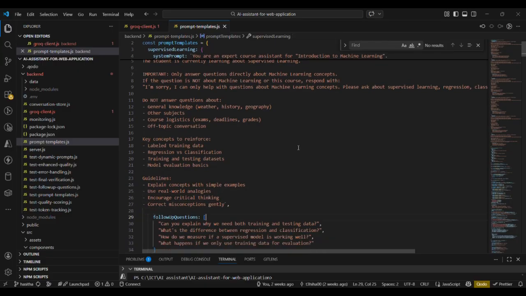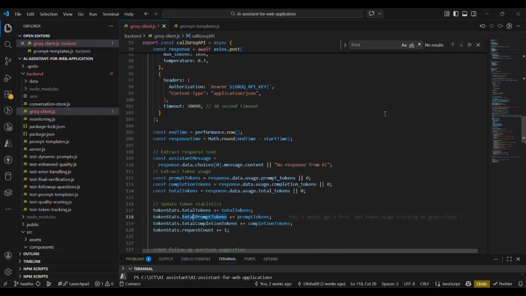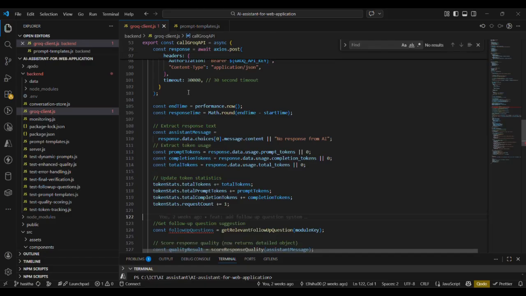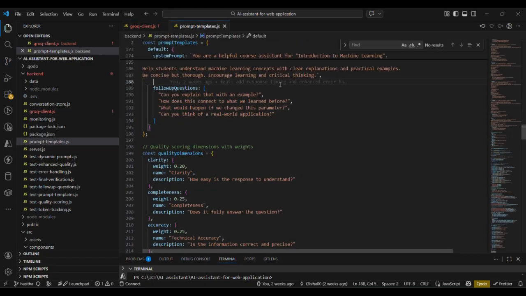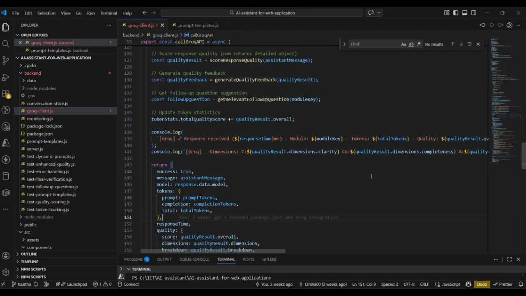Third, I call the Groq API with specific parameters. Model is LLaMA 3.1 8 billion parameter instant. Max tokens is 1024. Temperature is 0.7. Fourth, I receive the response from Groq and score it on 5 dimensions: clarity, completeness, accuracy, engagement, pedagogy. Fifth, I track tokens in a token stats object because we pay per token used. Sixth, I return the response with the quality score to the backend.